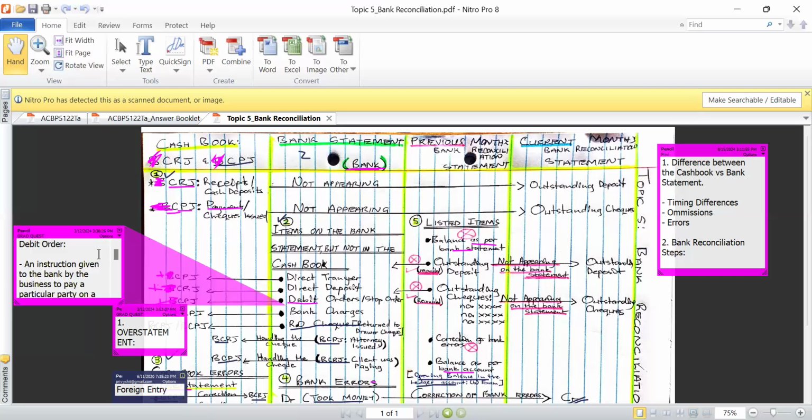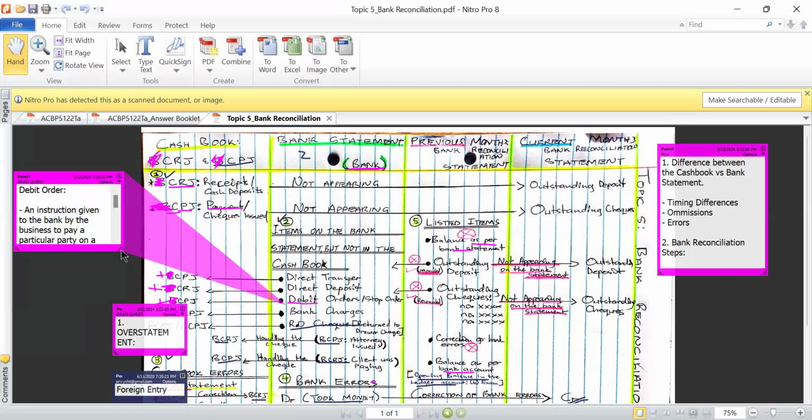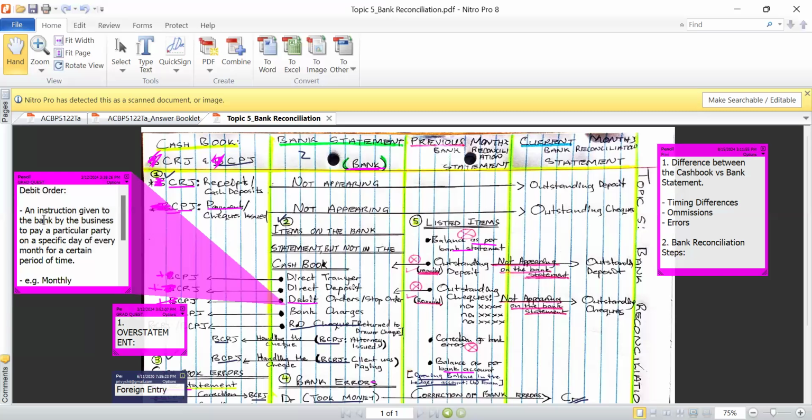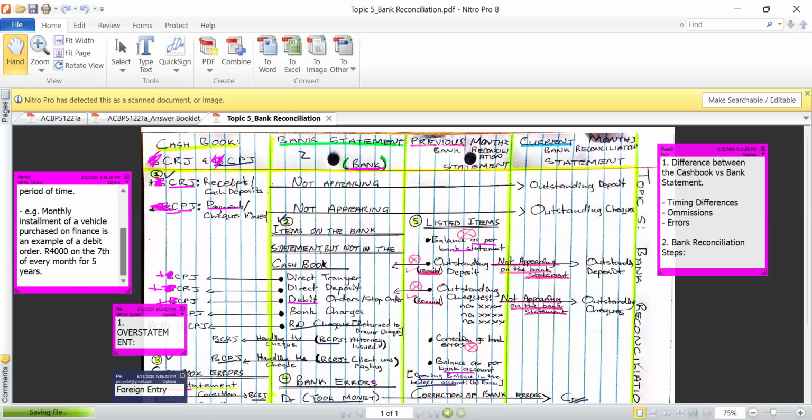Are we together? Okay. So I've also given that explanation here. It's an instruction given to the bank by the business to pay a particular party on a specific day of every month for a certain period of time. For instance, an installment on a motor vehicle purchased on finance. If you instruct the bank to pay 4K on the 7th of every month for 5 years, that's a typical example of a debit order. So now I want you to observe a few things after I've explained these.